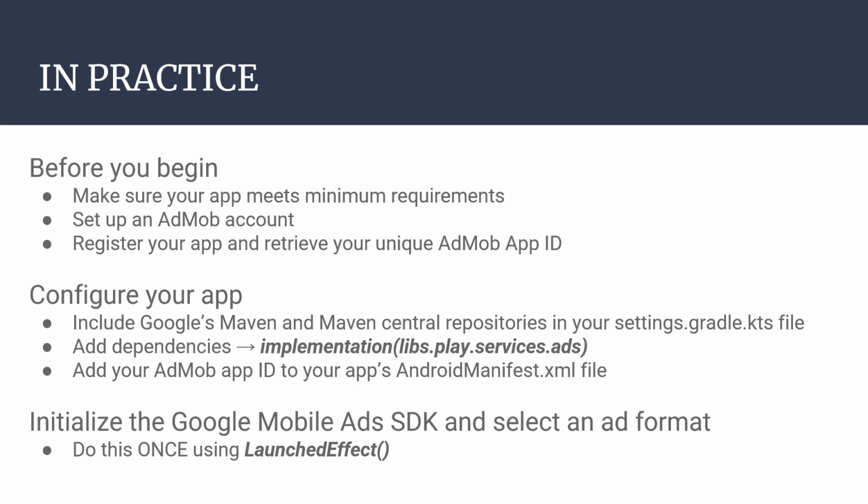Include Google's Maven and Maven Central repositories in your settings.gradle file. Add your dependencies, add your AdMob app ID into your app's Android manifest file, and then when you initialize Google mobile ads, you just do this once using LaunchedEffect in your main activity. And then from there, you select an ad format, and Google has directions to implement those from there.